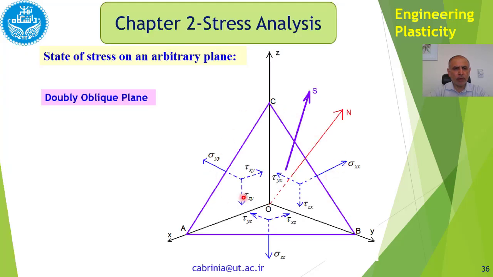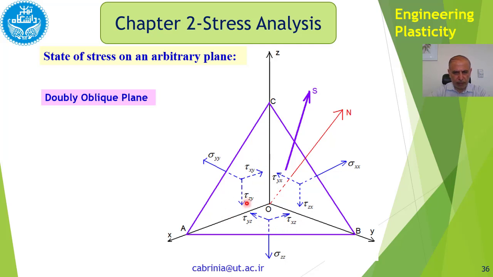Well, we talked about a doubly oblique plane, and we demonstrated that if a general stress vector is applied on this plane ABC, and we also draw the normal ON to this plane ABC, we set about finding out the components of S on different planes.